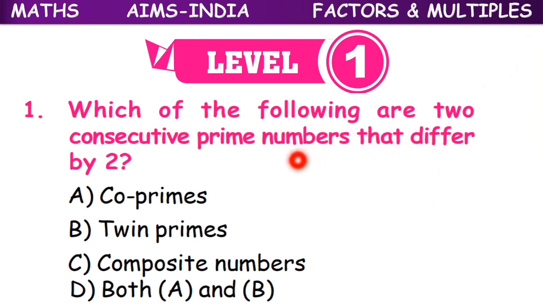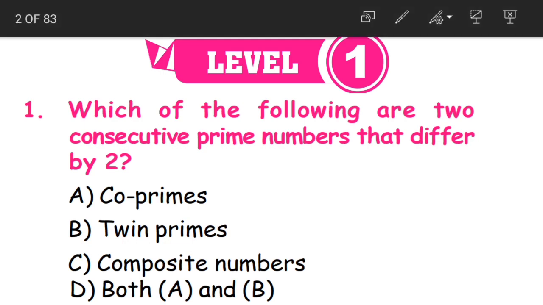Which of the following are two consecutive prime numbers that differ by 2? Option A, co-primes. Option B, twin primes. Option C, composite numbers. And option D, both A and B. If you remember the explanation, what are the numbers? They are prime numbers and also differ by 2. That means the difference between the two prime numbers is 2.